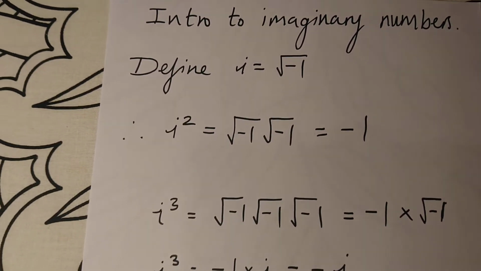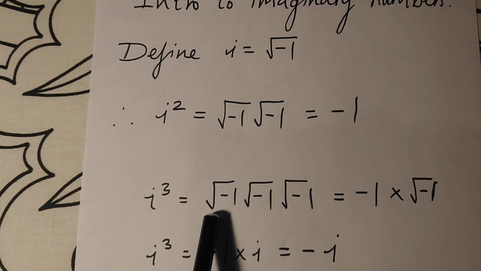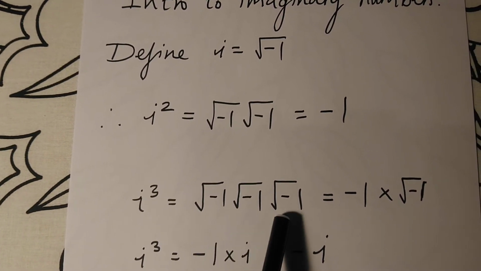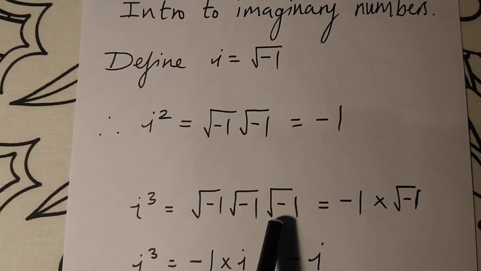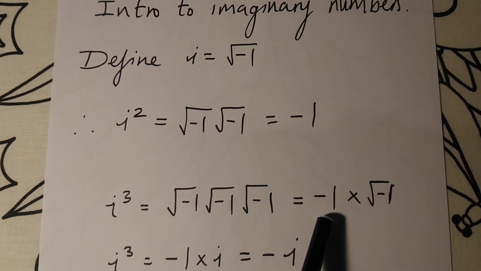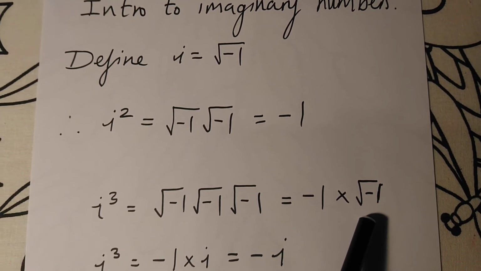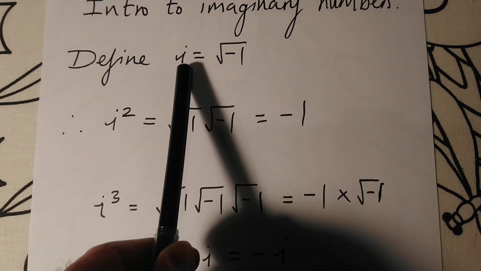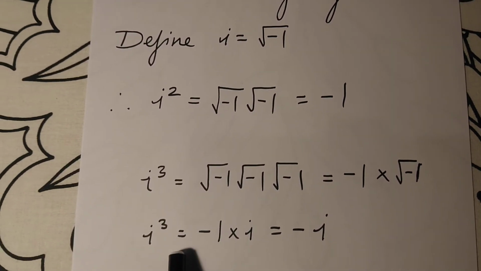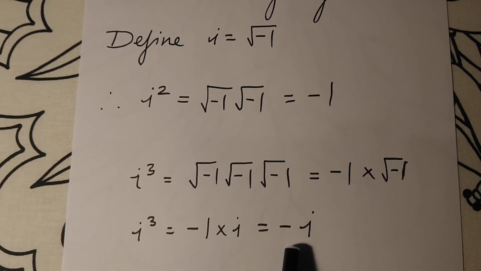Following that same logic, i cubed is going to be root -1 multiplied by itself 3 times. But we already know that these two are going to give us -1. So that gives us -1 times the square root of -1, which is i. So therefore i cubed is -1 times i, which is simply -i.